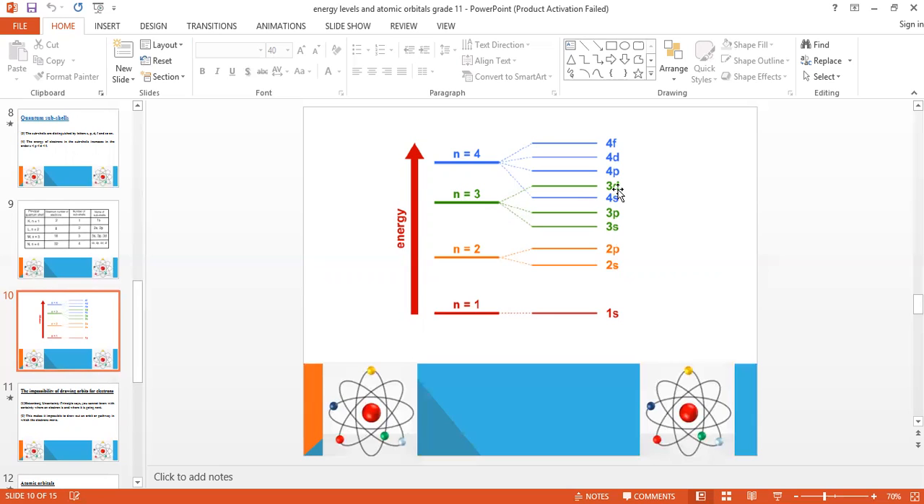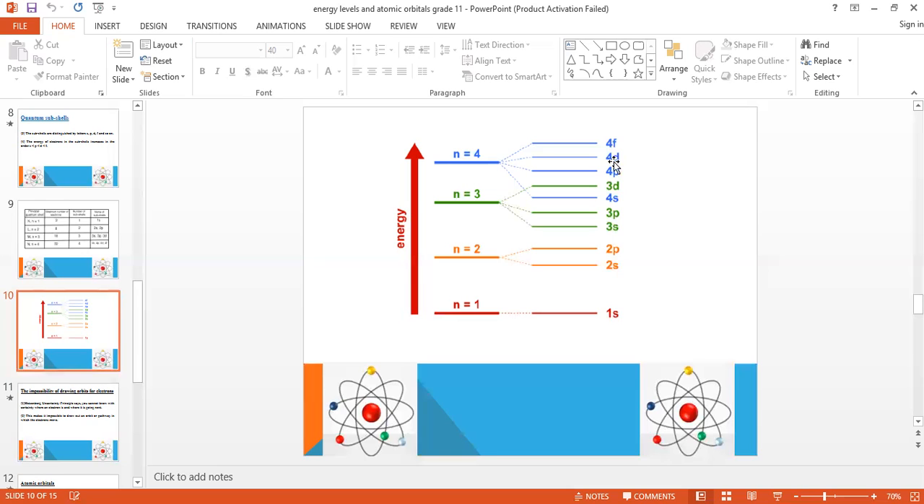Why 3s, 3p, and 3d? Because the energy level is the third one. That's it. Now N4. How many subshells are there? 4. So we start from s: 4s, 4p, 4d, and 4f. Understand? It is the same as the previous table we saw.